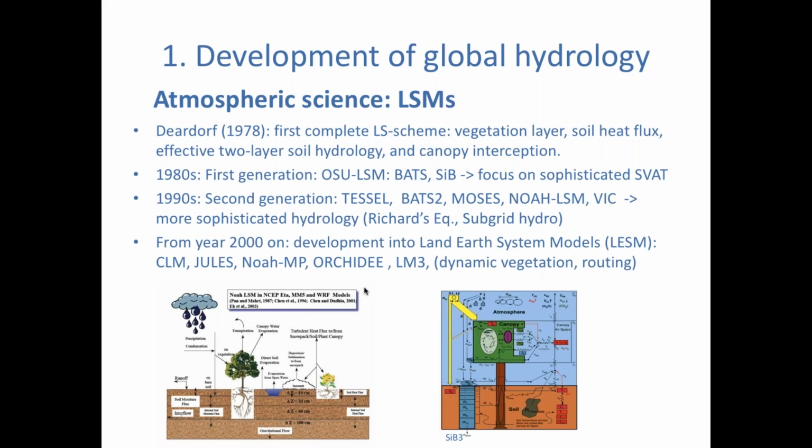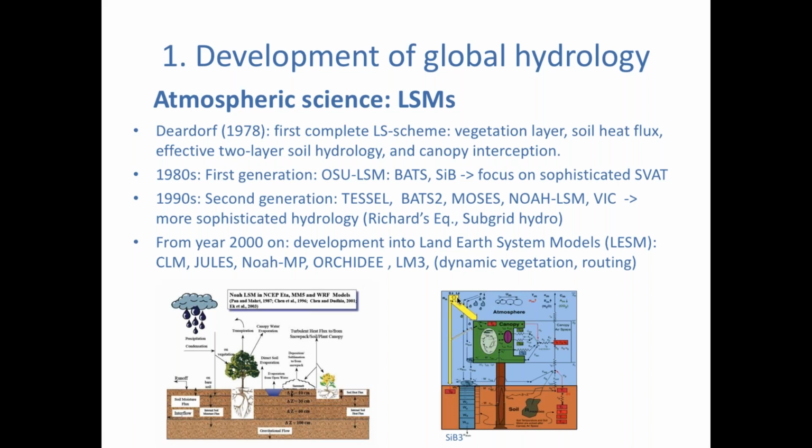Then about 10 years later we see that most of those second generation land surface models developed into what I would call land earth system models, which means they not only include the SVAT scheme and some soil hydrology, but also proper hydrology, as well as biogeochemistry and carbon. And some of them even have runoff routing in them. So these are really not only land surface models, but earth system models.